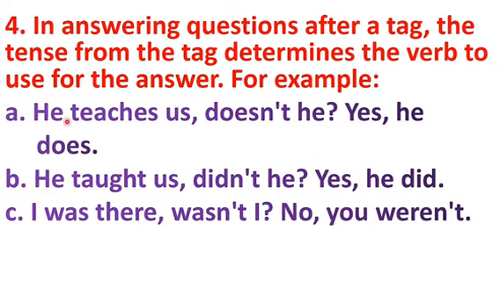Look at this. He teaches us, doesn't he? What is the tense from the tag? Doesn't. That is why the answer is yes, he does. Although you are using the positive form, because here you see it in a negative form. Number 2. He told us, didn't he? Yes, he did. This did actually refers back to didn't as a negative form. I was there, wasn't I? No, you weren't. Now, wasn't is used for I and weren't is used for you. Take note of this.